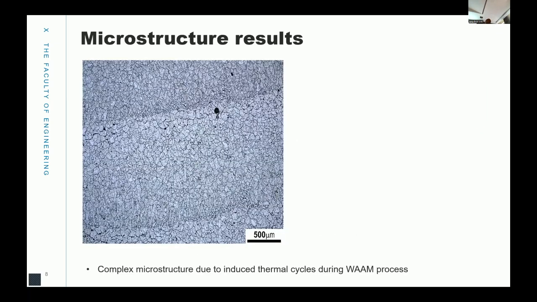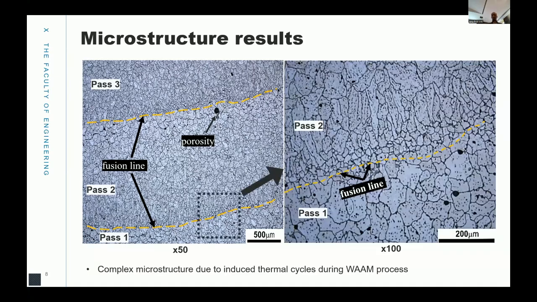The microstructure of the additively manufactured aluminum is complex because of the different thermal cycles imposed by each layer as you are manufacturing your bulk material. These are three passes shown here. You have the fusion line, and porosity is common in aluminum alloys. A close-up magnification between pass 1 and pass 2 shows these different microstructures: equiaxed grains, the fine grains, and the columnar grains. These result from the different thermal cycles.